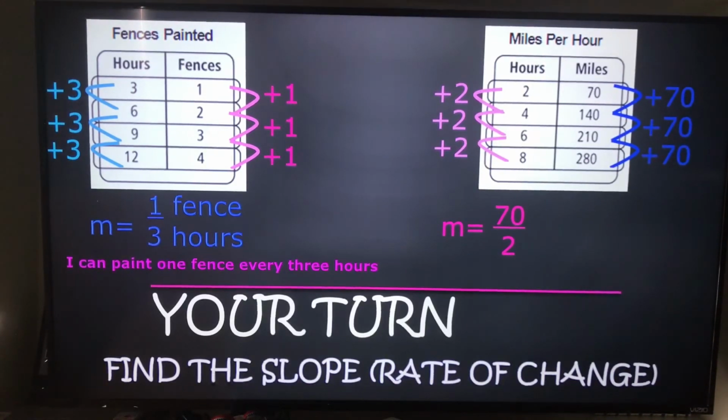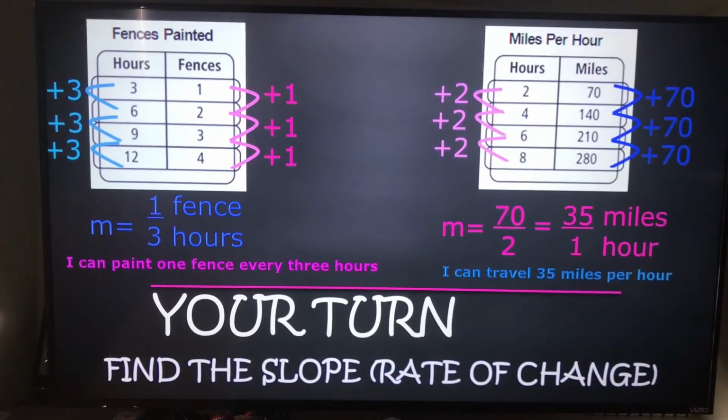But I can simplify that. So really, it's 35 miles over 1 hour. This is how we calculate our speed. So what would our sentence be? You got it. I can travel 35 miles per hour. And that's how we can calculate things. If you're traveling at that speed, you're going to go 35 miles in 1 hour.